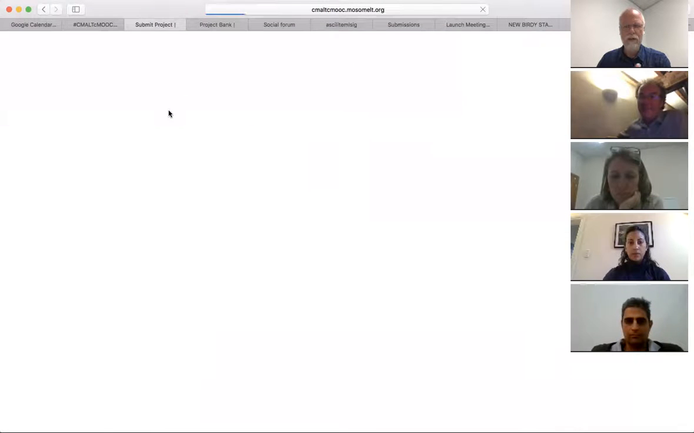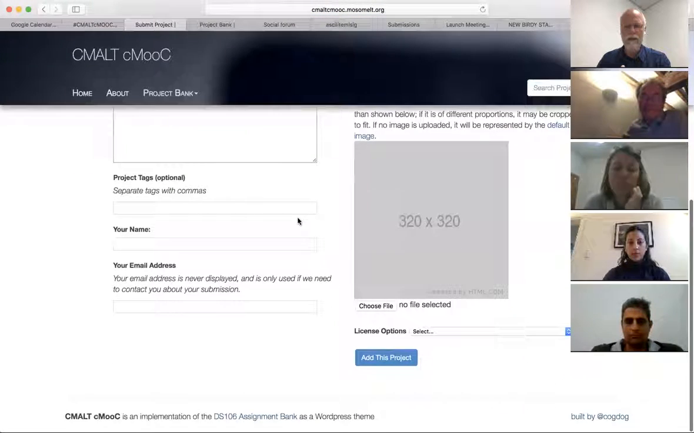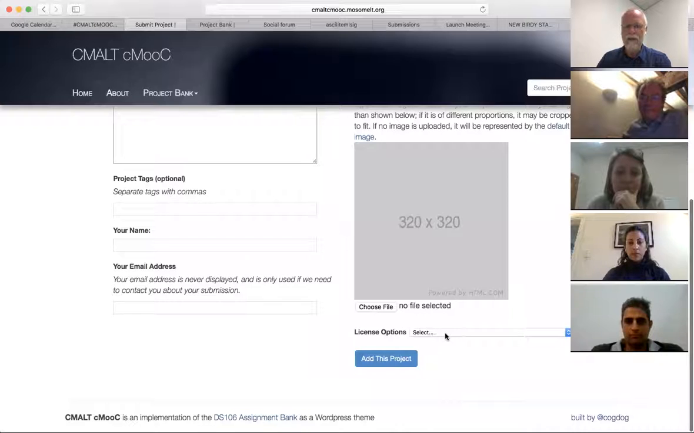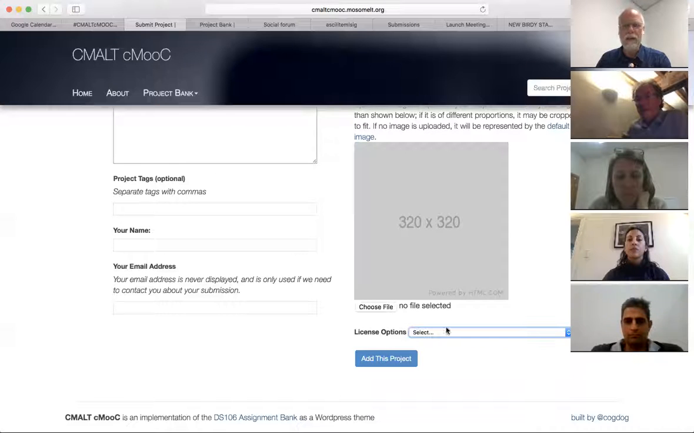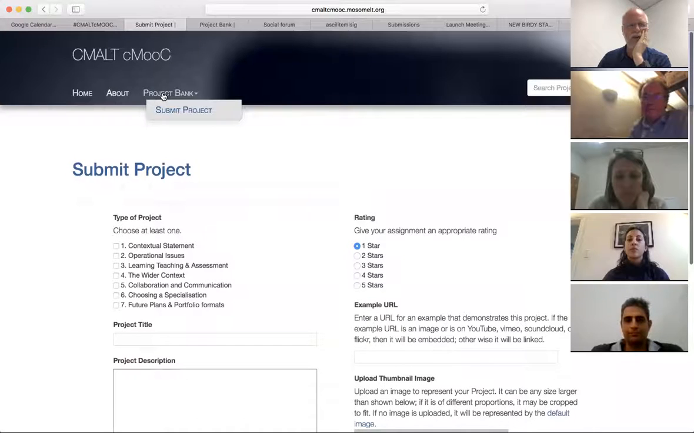So if I just pull up the submit window, you can see down the bottom it says license options, and then you choose the type of Creative Commons, and you can see there's 1, 2, 3, 4, 5, 6, 7 different types there. And I think if you don't choose one, you just get assigned a default one, which is attribution. So yeah, it's about thinking through the issues of who owns what on the internet, and are you willing to share or not? That's a big issue.